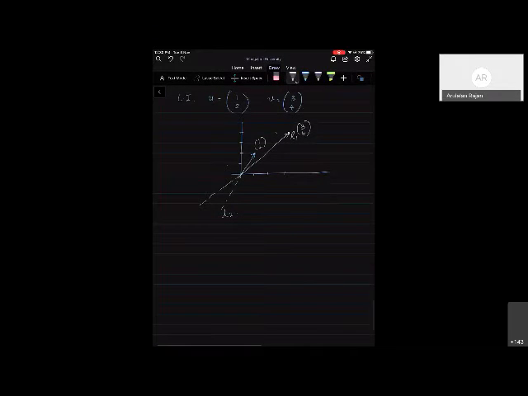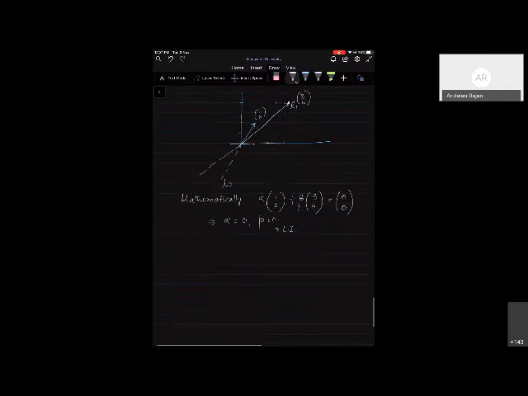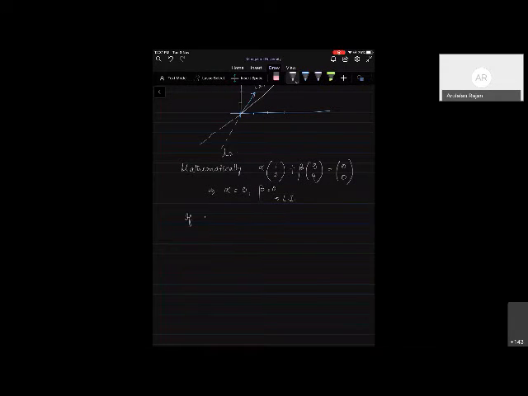Mathematically, how does this look? It says alpha times (1, 2) plus beta times (3, 4) should give a zero vector. The only way to get the zero vector is by making alpha equal to 0 and beta equal to 0. So how do we define it? We say u1, u2, etc., uk are k linearly independent vectors.